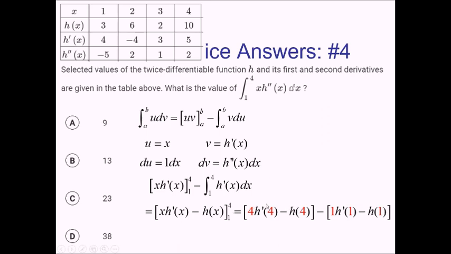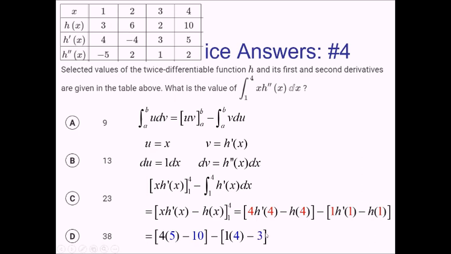What is h prime of 4? Well, looking that up in the table, that's 5. So this is going to be 4 times 5. What's h of 4? That's going to be 10 according to my table. So we have a minus 10 here. And over in this other bracket, we have h prime of 1 to deal with. H prime of 1 is 4. So we have 1 times 4 there. And then we're subtracting h of 1, which in the table back here is 3.